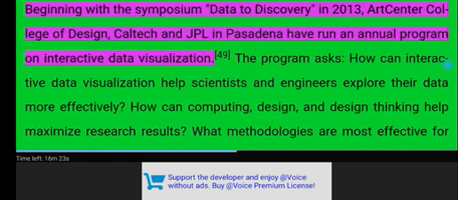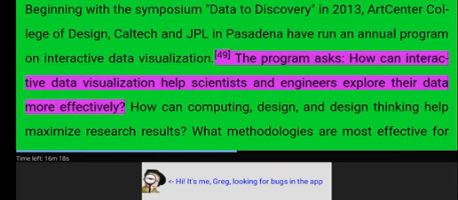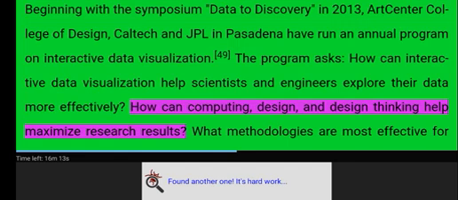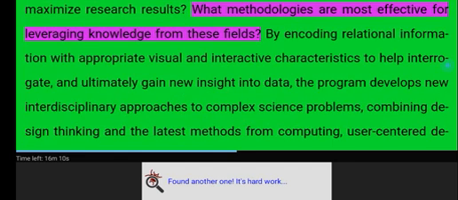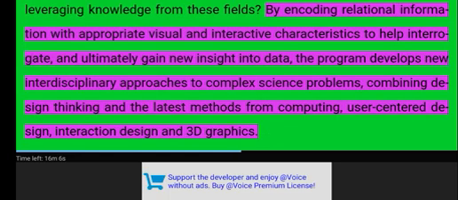Beginning with the symposium Data to Discovery in 2013, Art Center College of Design, Caltech and JPL in Pasadena have run an annual program on interactive data visualization. The program asks, how can interactive data visualization help scientists and engineers explore their data more effectively? How can computing, design, and design thinking help maximize research results? What methodologies are most effective for leveraging knowledge from these fields? By encoding relational information with appropriate visual and interactive characteristics to help interrogate, and ultimately gain new insight into data, the program develops new interdisciplinary approaches to complex science problems, combining design thinking and the latest methods from computing, user-centered design, interaction design and 3D graphics.